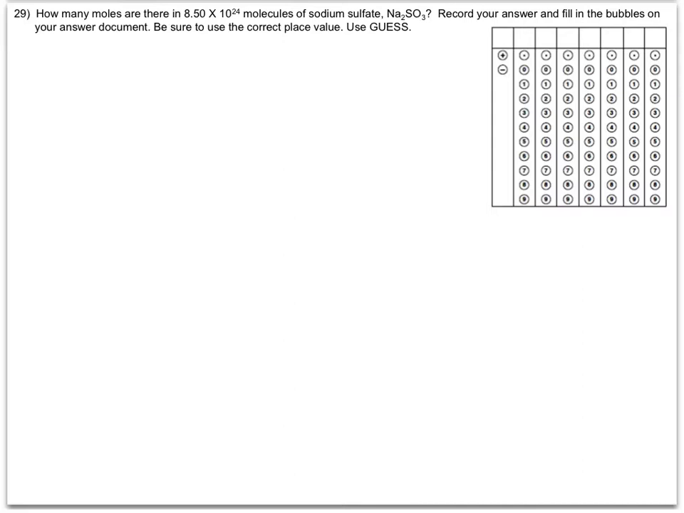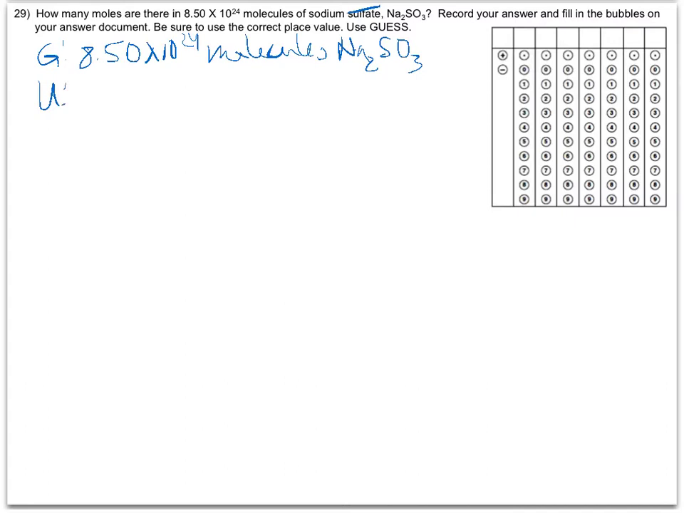Okay, how many moles are there in 8.50 times 10 to the 24th molecules of sodium sulfate? So we are given 8.50 times 10 to the 24th molecules of Na2SO3. Okay, and just FYI, that is named incorrectly. That should not be sulfate, that should be sulfite, because SO3 is sulfite. It's a typo, but it's wrong on your test too, so just understand.